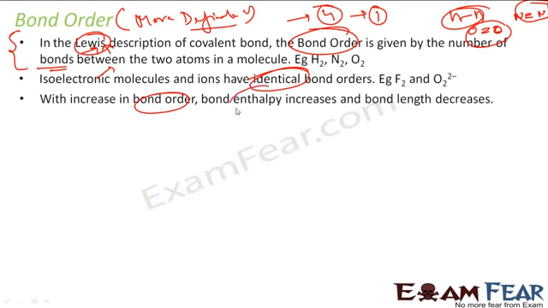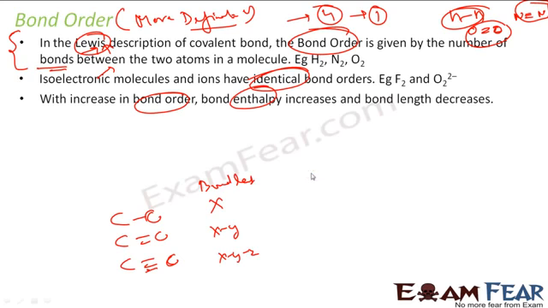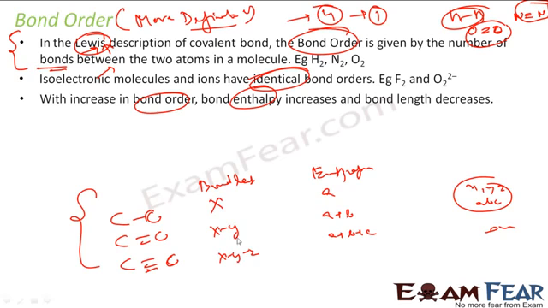With increasing bond order, the bond enthalpy increases. Why? Because, as I told, for carbon-carbon single bond, double bond and triple bond, the bond length decreases. I don't have the correct values, but if it is x, then it is x minus y, and then x minus y minus z. I'm talking about the bond length. And the enthalpy increases: if it was A, it becomes A plus B, then A plus B plus C. Here all x, y, z, A, B, C are positive. I don't have exact values, so I just use x, y, and z.